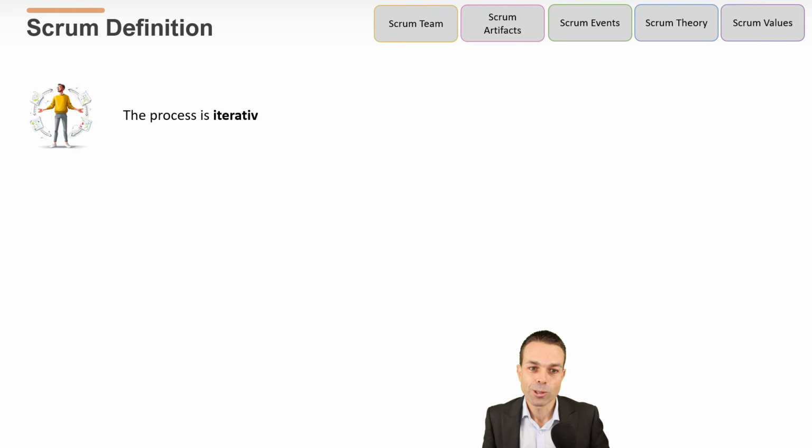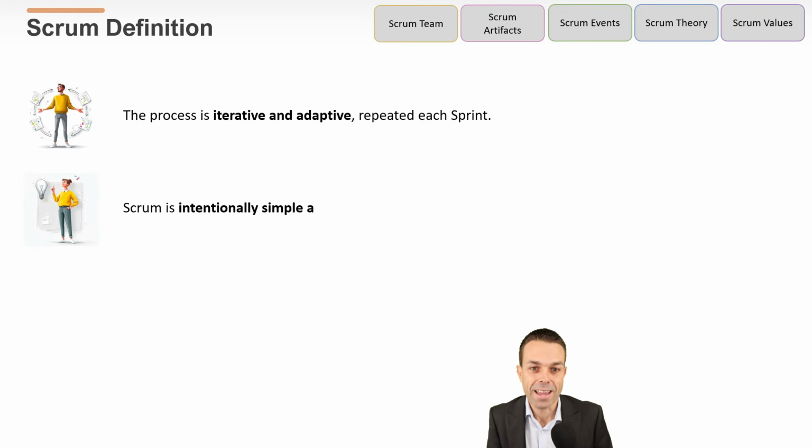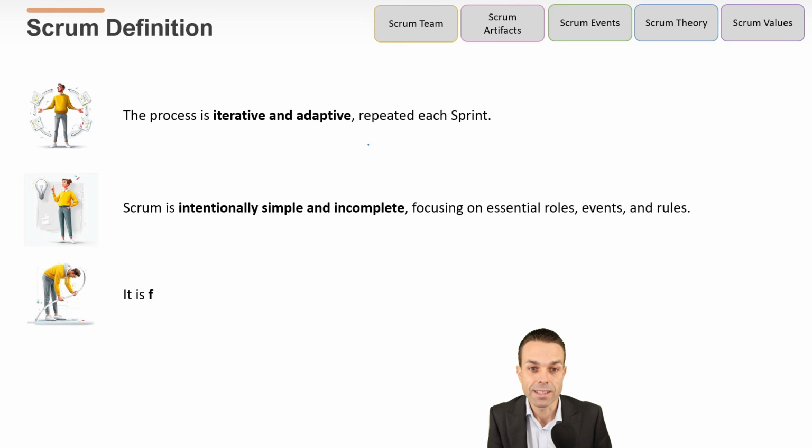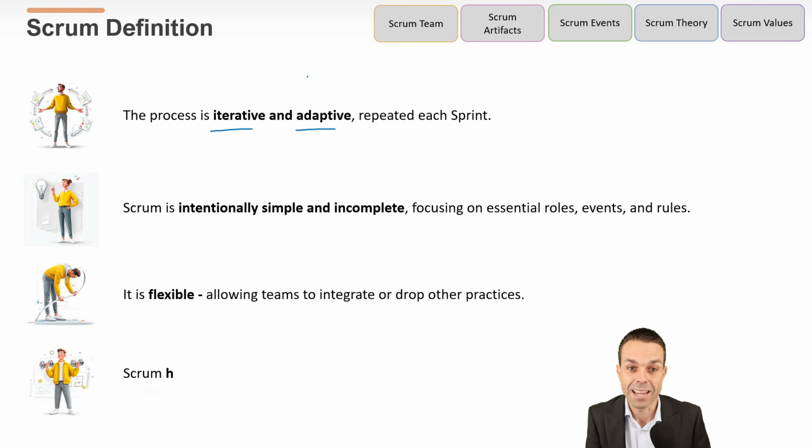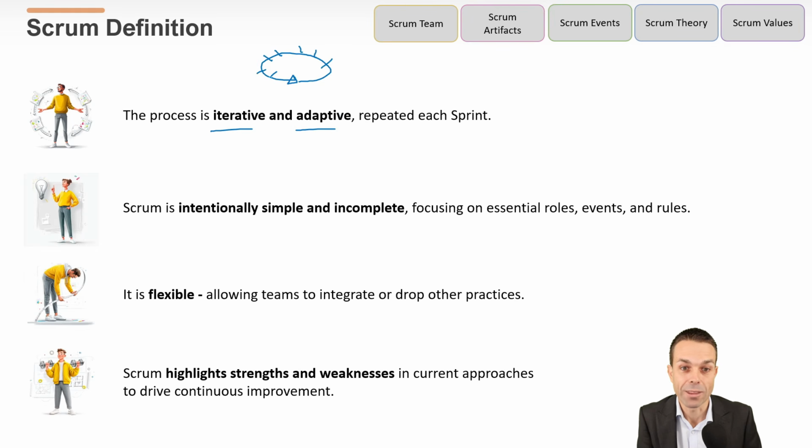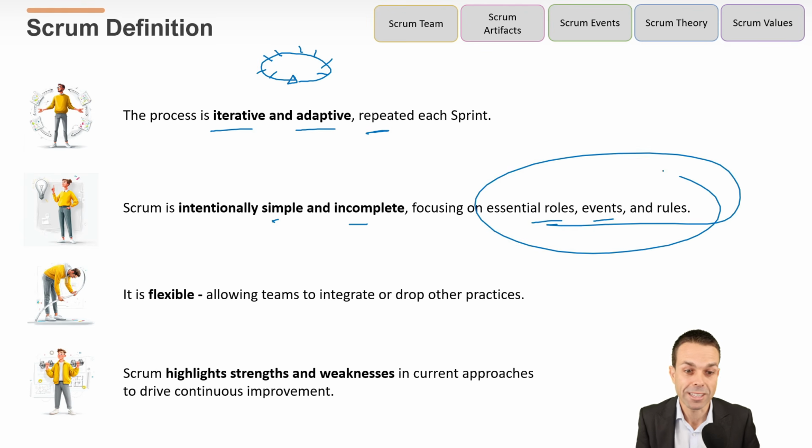So that means the process is iterative and adaptive. We're continuously iterating, but we're also continuously changing and adapting our process and the product, repeated every sprint. Scrum is intentionally simple and it's intentionally incomplete. So it focuses on the essential roles, events, and rules, which we're going to see, but you can use it as a container for other projects. You can fit it into other project methodologies, and it's flexible. It allows teams to integrate or drop other practices.